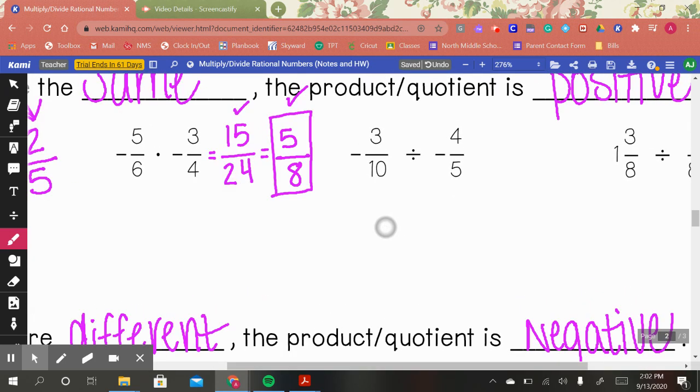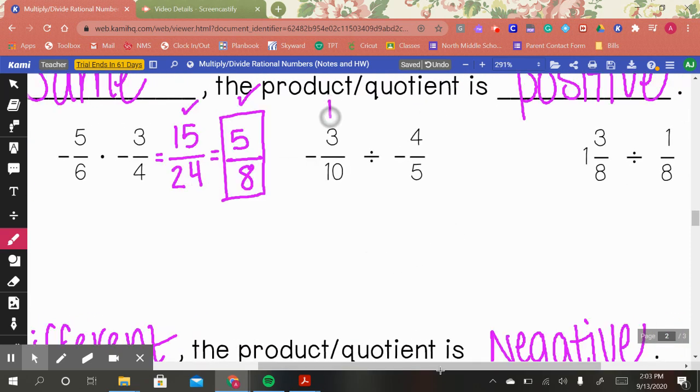All right, so now we're moving on to our first division problem. They have the same signs. Our answer is going to be positive. And I'm going to do keep, change, flip. Keep, change, reciprocal, however you need to remember it. That's what works best for you. Okay, 3/10 times 5/4. I went ahead and left off their negative signs because I know my answer is going to be positive, and then I'm just going to multiply straight across. 3 times 5 is 15, and 10 times 4 is 40.